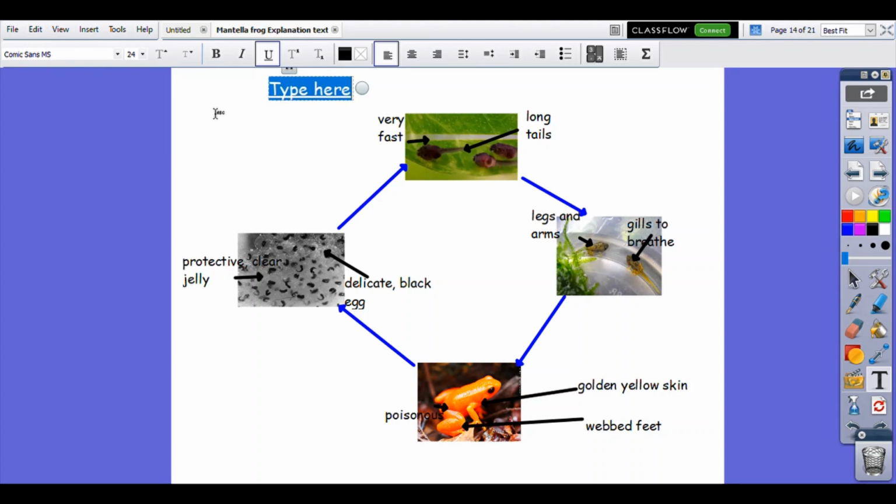And my heading is going to be, well, what is my writing about? Is it all about chickens? No. Is it all about aliens from space? No. It's telling people all about the mantella frog, but not just the mantella frog. It's the life cycle of the mantella frog. So I'm going to add that in. It's a split digraph. Life cycle is one word. The life cycle of a mantella frog, the life cycle of a mantella frog.